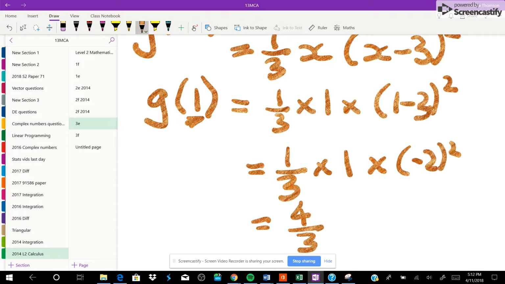Okay, so two ways to do that question. I've shown you both of them slowly, just in case these skills come in handy with other problems that you might have to solve.